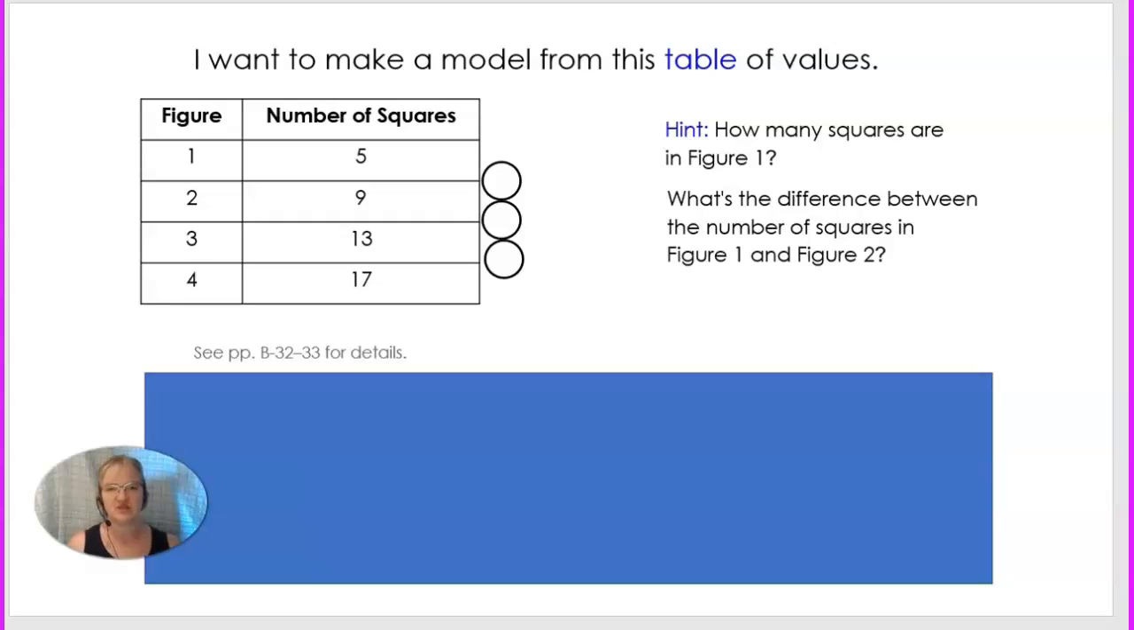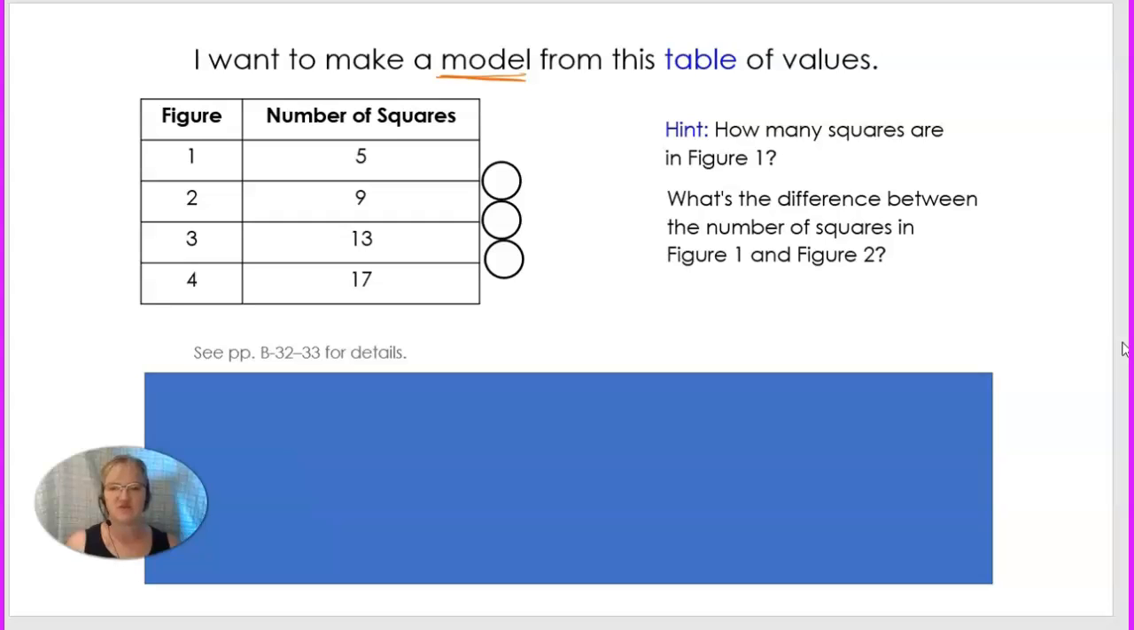Here's one last one to look at. This one says I want to make a model. So when we're making a model, that means that we're making a visual representation from this table of values. So in figure 1, we could say term 1, figure 1 is the same thing. We have 5 squares. Now it doesn't tell us what the difference is, how many squares to add or subtract or multiply or divide. So let's see.